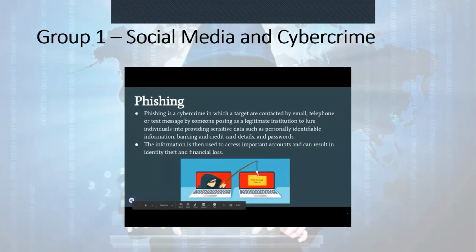So one of the major topics of cybercrime is phishing. Phishing is a cybercrime in which a target is contacted by email, telephone, or text message by someone who's posing as a legitimate source or institution. This is just so that they lure individuals into providing personal information, banking information, credit card information, or even passwords. That information is then eventually used against them, which can result in identity theft and financial losses.